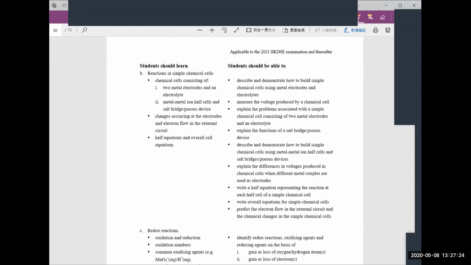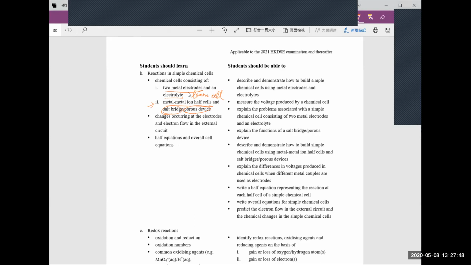There are different designs, such as two metal electrodes and an electrolyte, which you may see in the lemon cell. And this one, metal and metal ion half equation with a salt bridge or porous device. It's another very common type, maybe the Daniell cell. It belongs to this category.